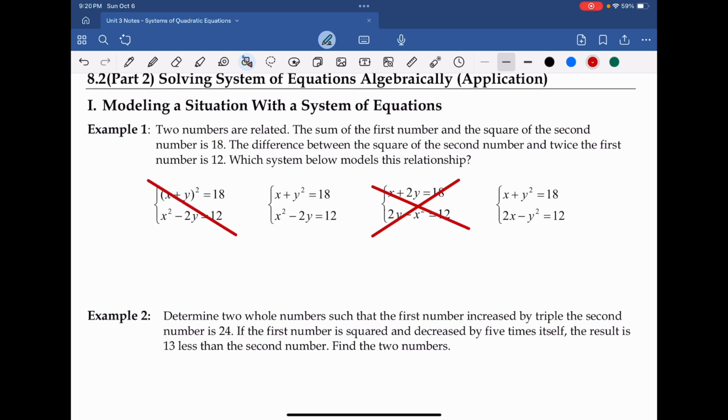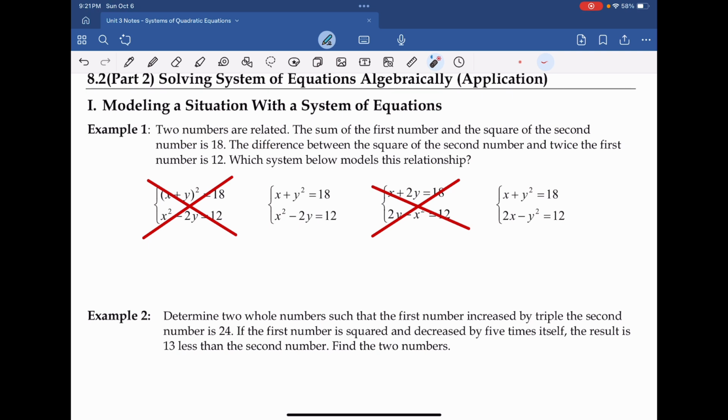The other one that does not work is this one here. The reason is that if you look at both these equations, it was the first number plus the square of the second. Well, 2 times y, or 2 times the second number, is not the square of the second, so we're going to eliminate that one. And it didn't say we add them together and then square it. It said we add the first number plus the second number squared. So that's not going to be the right solution there. Now, that narrows it down to a 50-50. We have either this one here or the fourth system of equations.